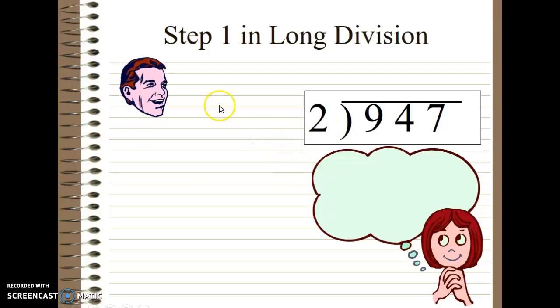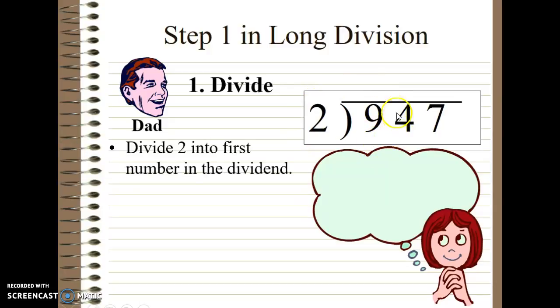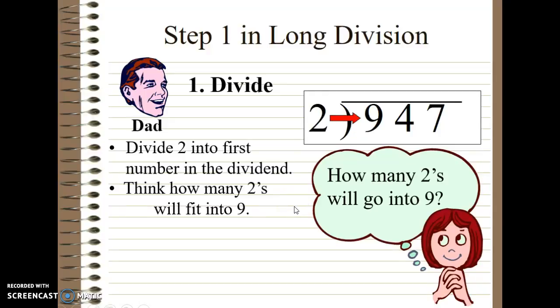So I need to start with Dad, who's going to tell me to divide. He's going to ask himself, how many times can I skip count by 2 and get close to 9? I'm dividing 2 into the first number in the dividend, which is 9 in this case. 2 can go into 9, so that's where I'm going to start. How many 2's will go inside the 9?